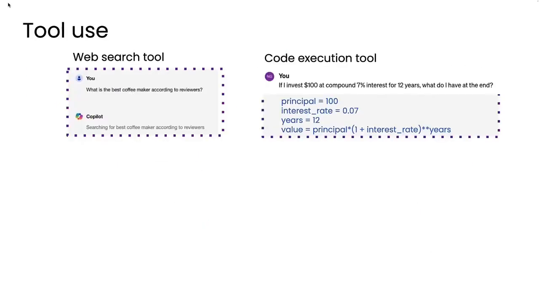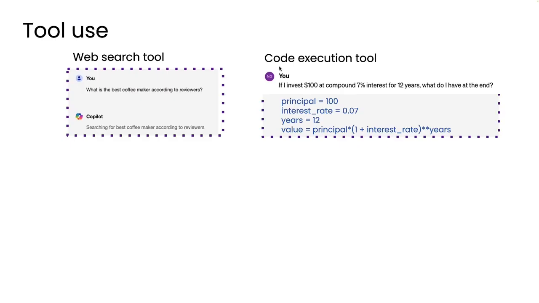In addition to the reflection pattern, the second important design pattern is tool use, where today LLMs can be given tools, meaning functions that they can call in order to get work done. For example, if you ask an LLM, what's the best coffee maker according to reviewers, and you give it a web search tool, then it can actually search the internet to find much better answers.